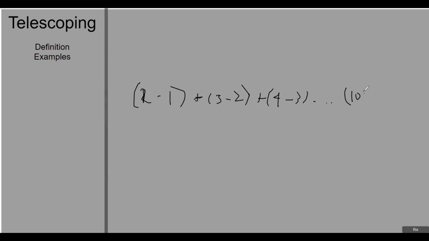So I guess the basic example of this would be, let's say you want to find 2 minus 1 plus 3 minus 2 plus 4 minus 3, and so on, right? I don't know why we want to do this, but you can. Let's say we want to go to 100 minus 99.